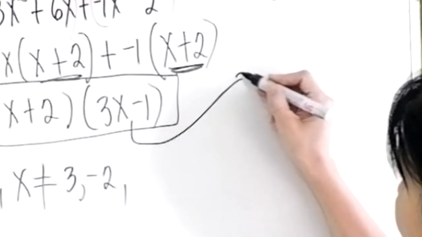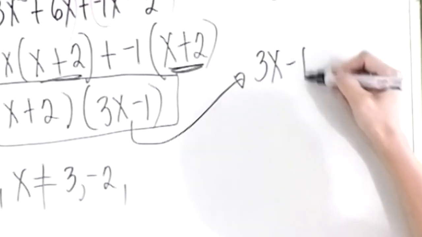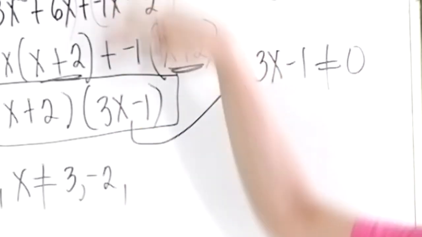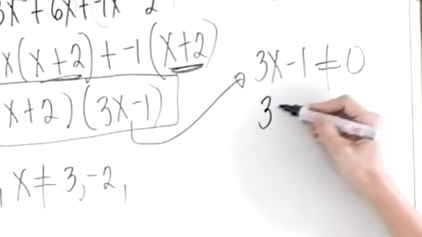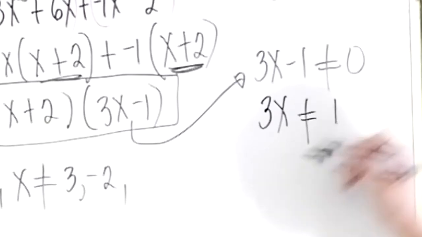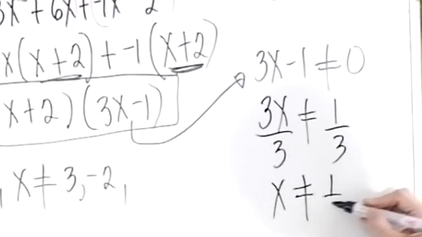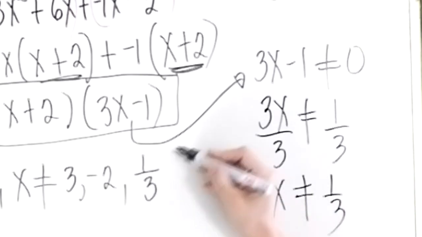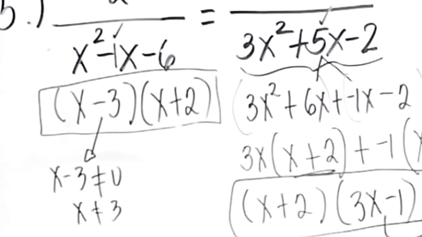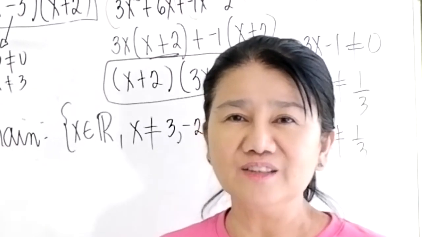What about this one? 3x minus 1 cannot be 0. Otherwise, everything becomes undefined. So 3x cannot be 1. Divide by 3. Then x cannot be 1/3. There. Okay, so your domain cannot include 3, negative 2, and 1/3. So you really have to do factoring before you can determine the domain.